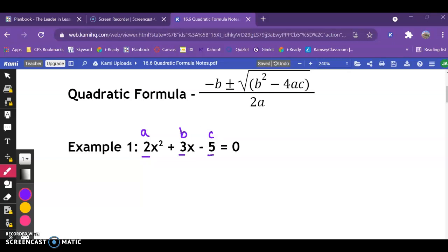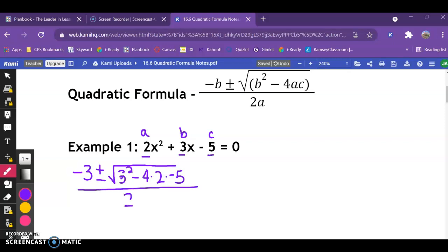So it's negative b. B is 3 right now, so that's going to be a negative 3 plus or minus the square root. B squared would be 3 squared, minus 4 times a, which is 2, times c, which is negative 5, all divided by 2 times a, which is 2 again. So then we can simplify this down.